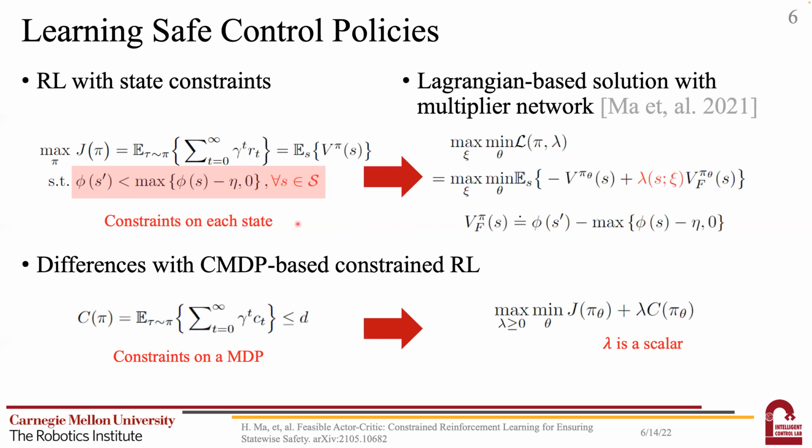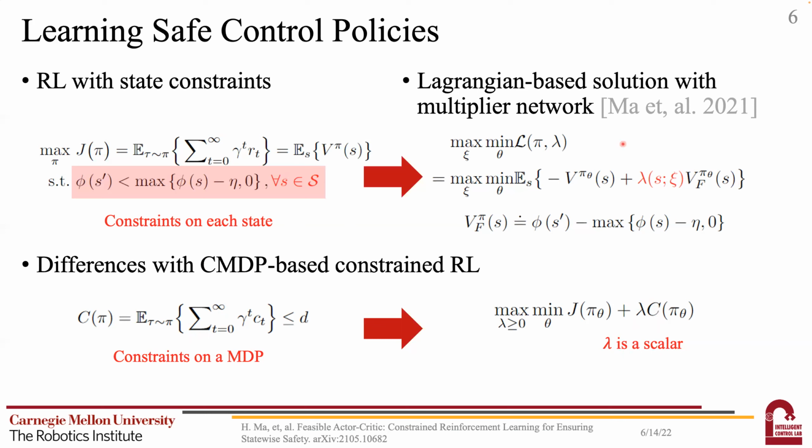Notably, this problem formulation is different from traditional constrained Markov decision process formulations. Typically, all previous constrained reinforcement learning uses this problem formulation. In the constrained Markov decision process setting, constraints are posed on a single Markov decision process, so the constraint is irrelevant to the state. And if we use Lagrangian-based methods to handle it, the Lagrange multiplier is just a scalar.